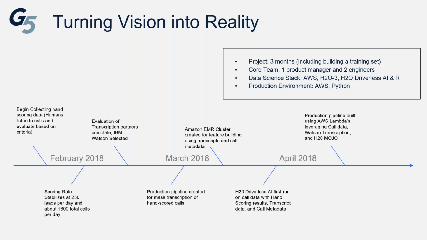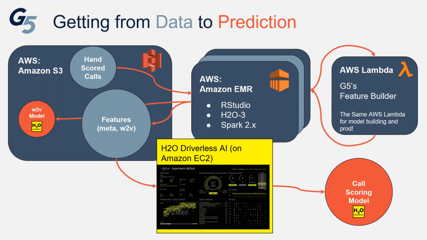So I think this is what we call a very lean project. And it took us about 3 months in total. We had a few empty cycles in there where we were distracted, you know how it is, by doing other things. But with that, I'm handing over to Jeff, and Jeff will give us a little more insight into how we got from data to prediction.